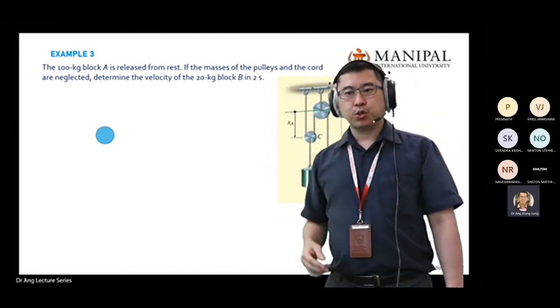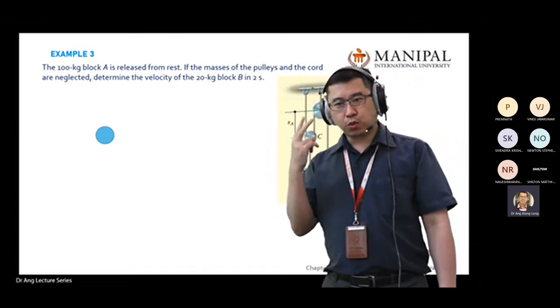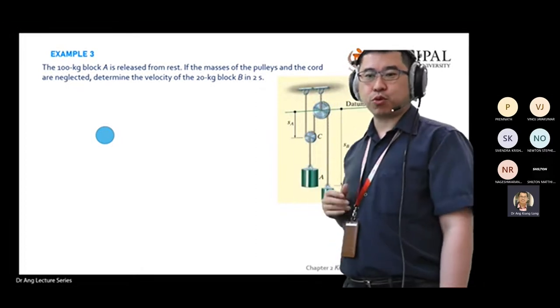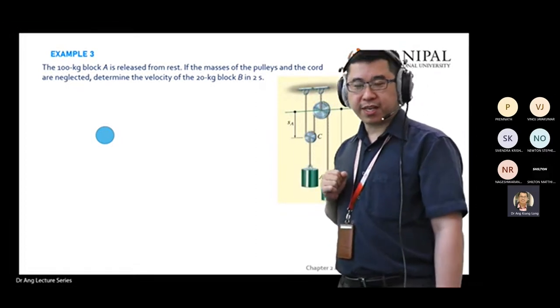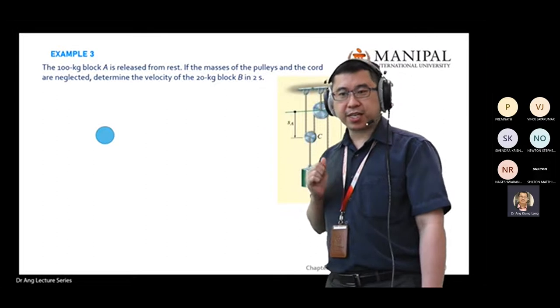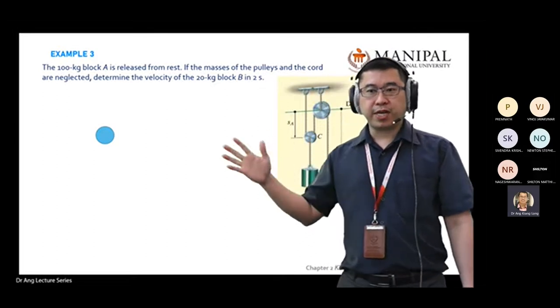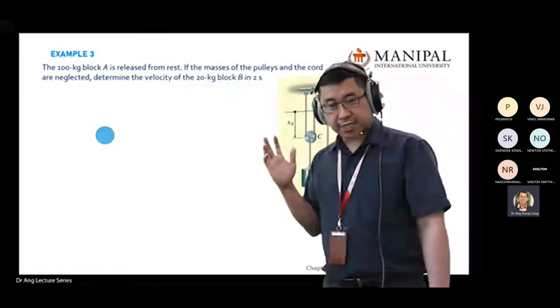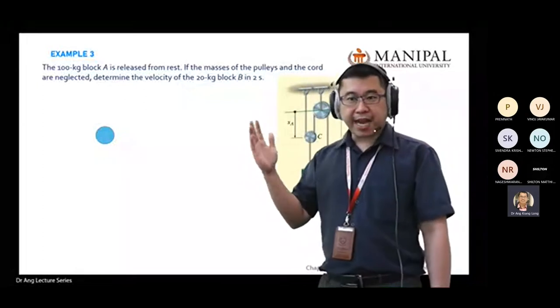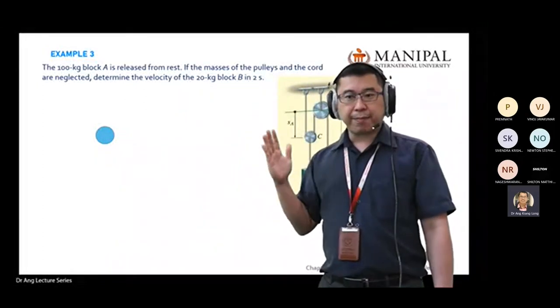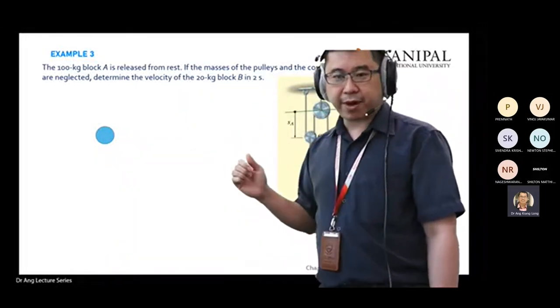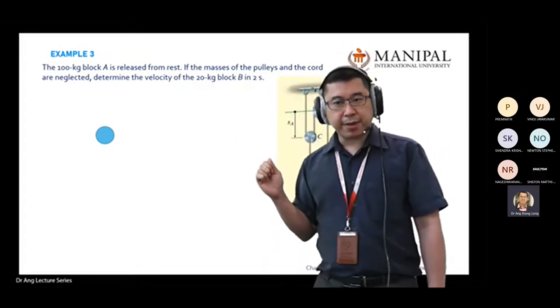First, you look at two things. Two diagrams you need to draw for using F equals ma. One is the free body diagram, one is the kinematic diagram. Because in F equals ma, the F represents the free body diagram, and ma is the kinematic diagram.